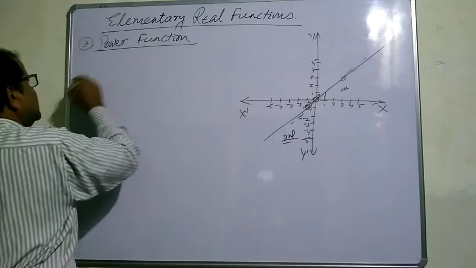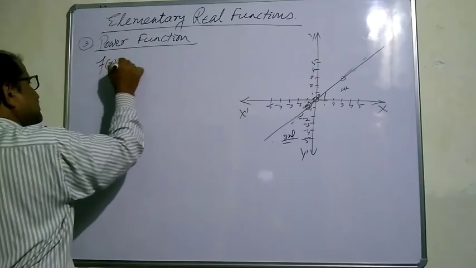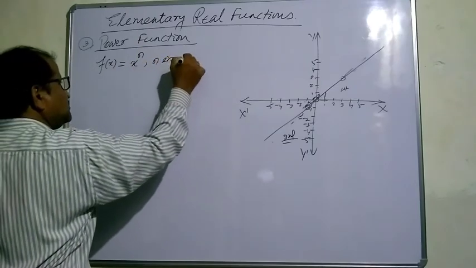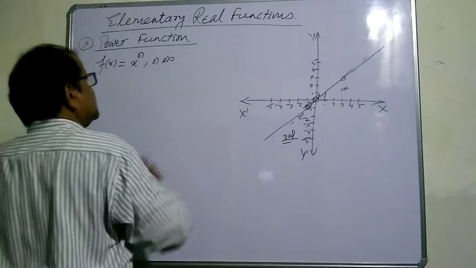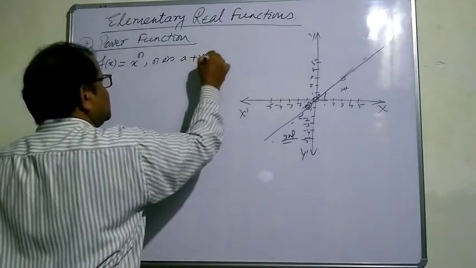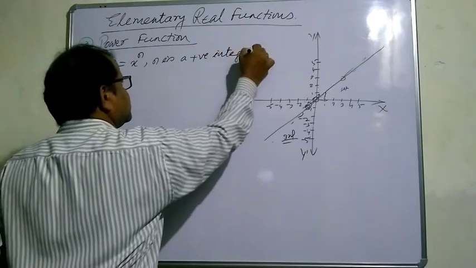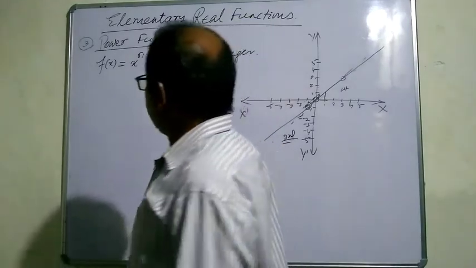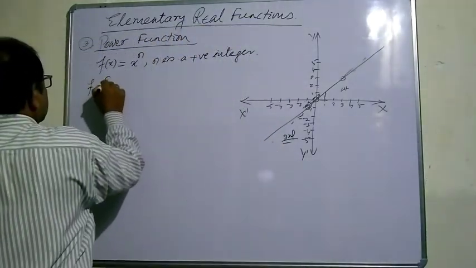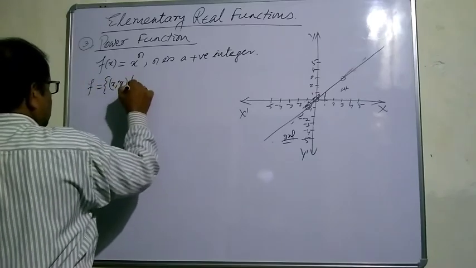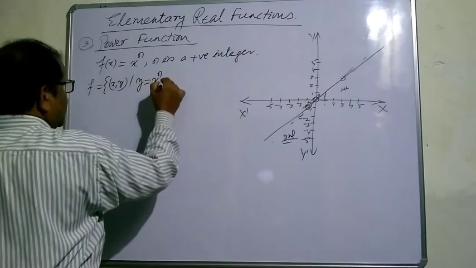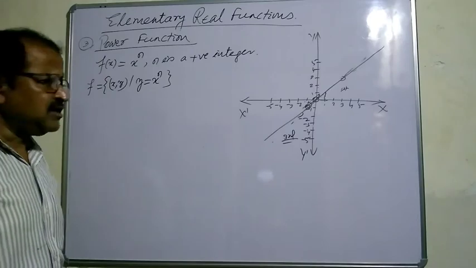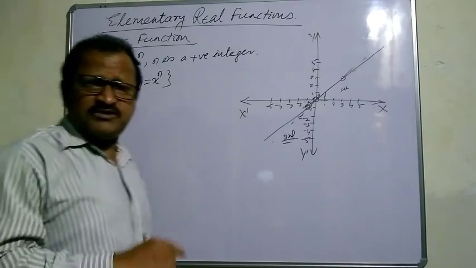Power function. Here f(x) is equal to x to the power n, where n is a positive integer, right? The power function f is the set of (x, y) such that y is equal to x to the power n. This is the function, x to the power n, where n is a positive integer.